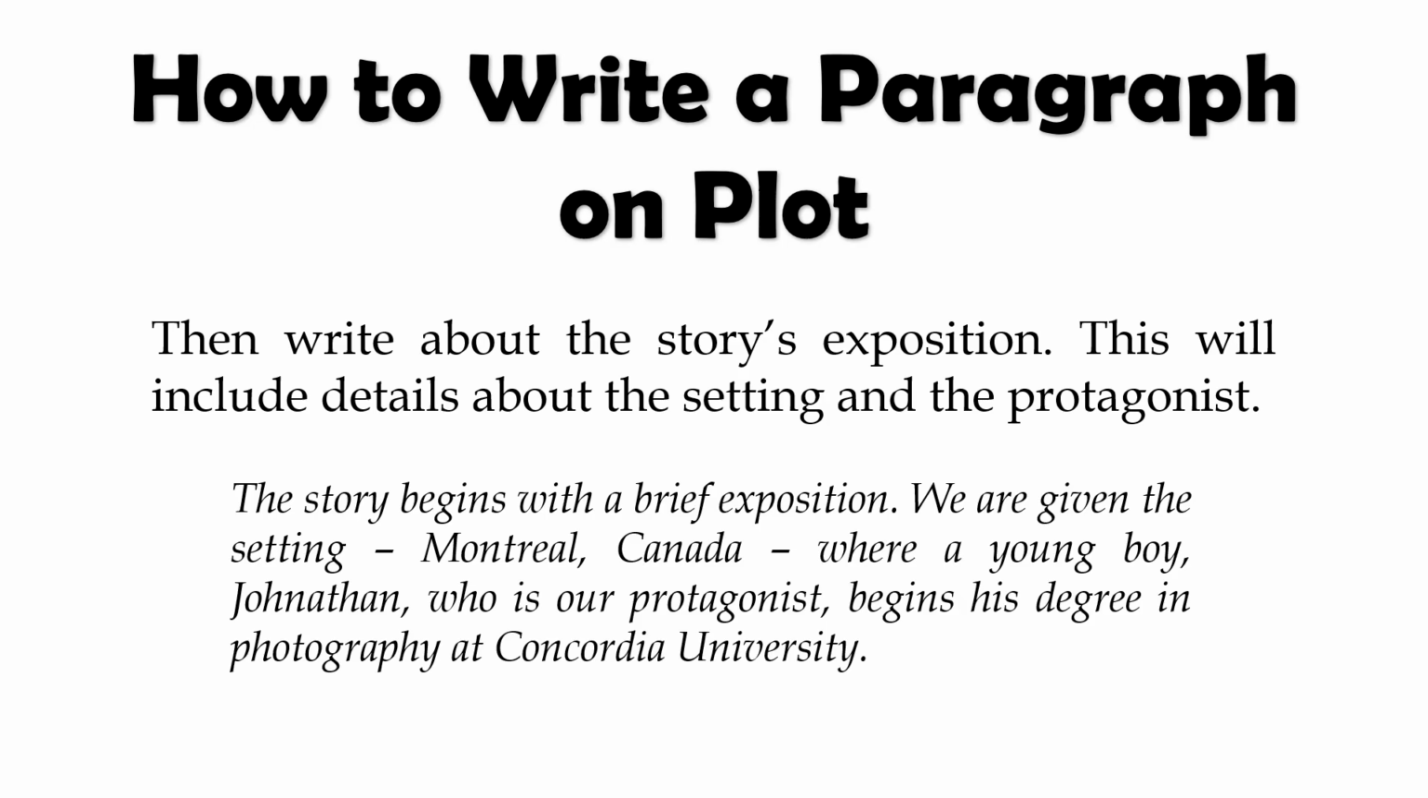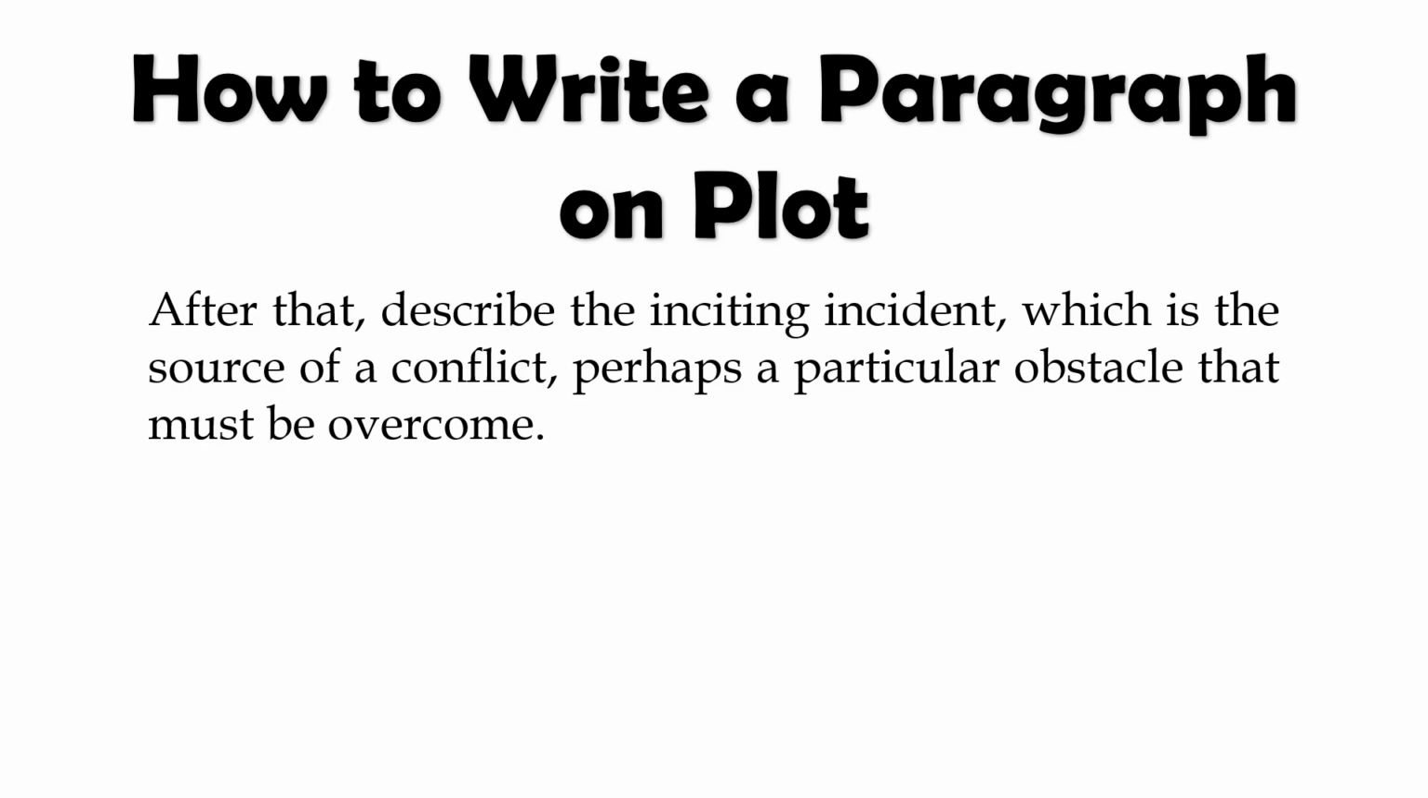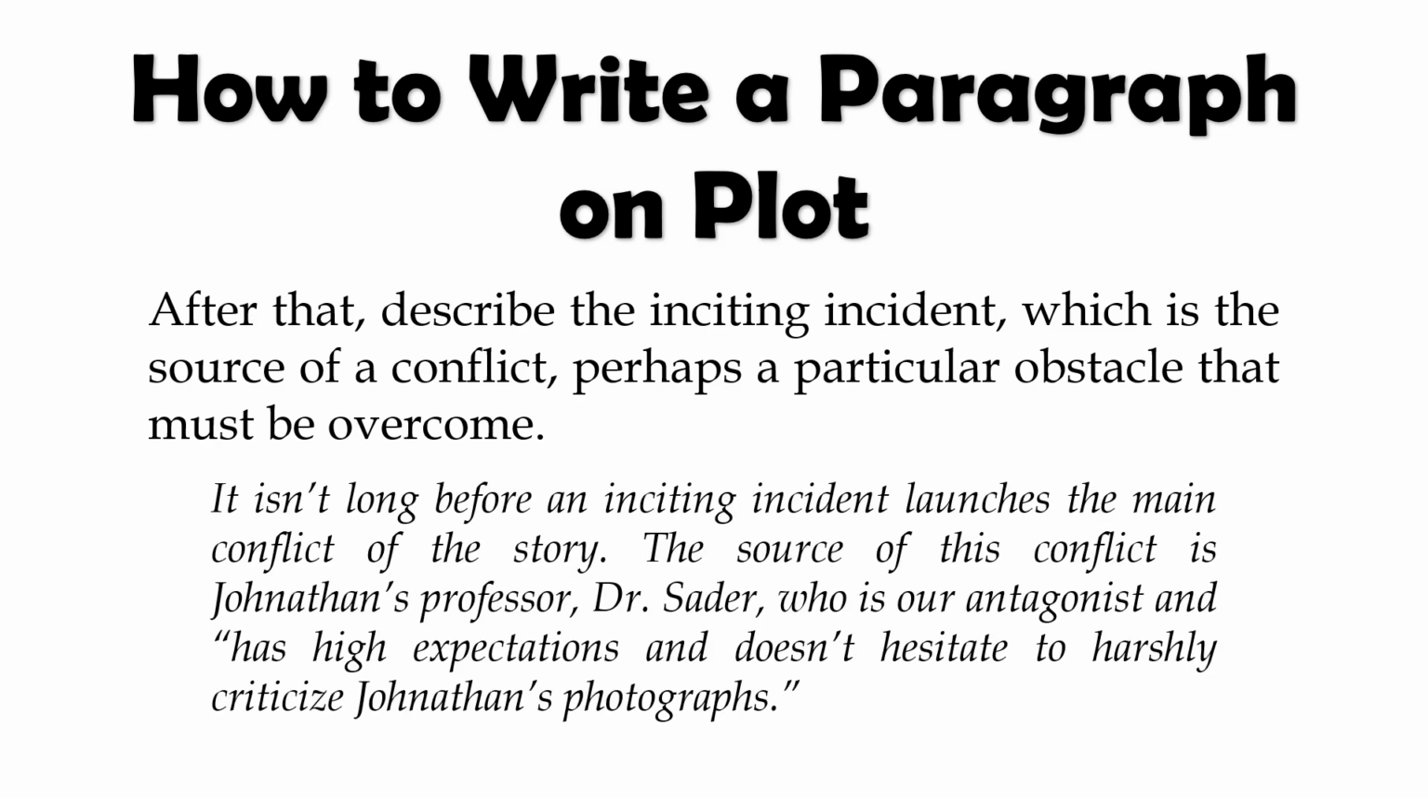Like this: the story begins with a brief exposition. We are given the setting, Montreal, Canada, where a young boy, Jonathan, who is our protagonist, begins his degree in photography at Concordia University. Now, after that, describe the inciting incident, which is the source of a conflict, perhaps a particular obstacle that must be overcome. It isn't long before an inciting incident launches the main conflict of the story. The source of this conflict is Jonathan's professor, Dr. Sater, who is our antagonist and has high expectations and doesn't hesitate to harshly criticize Jonathan's photographs. So we have a quotation included here in relation to the key conflict of the story.